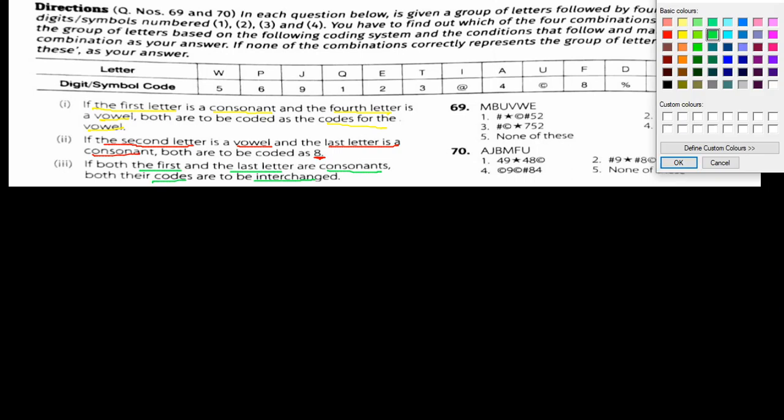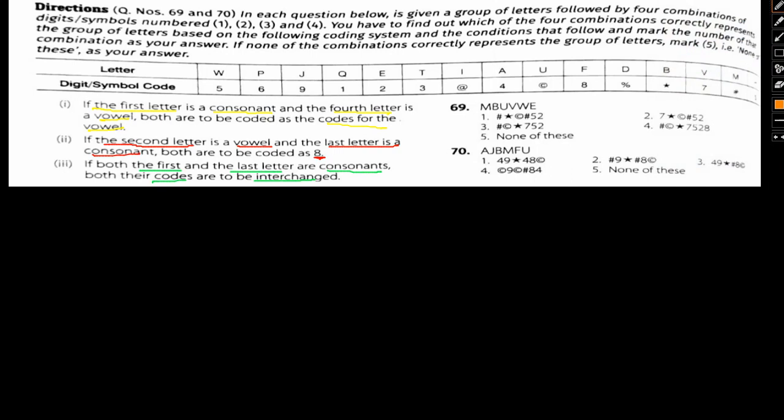For 69, we have M, B, U, V, W, E. Now let us check all the conditions here. Is the first letter a consonant? Yes. Is the fourth letter a vowel? First, second, third, fourth. No. So the first case does not qualify. Next, rule number 2. Is the second letter a vowel? No. So the second also does not qualify. Now the third: if both the first and the last letter are consonants, the first letter is a consonant, yes, but the last letter is a vowel, so no. So the third case also does not qualify.